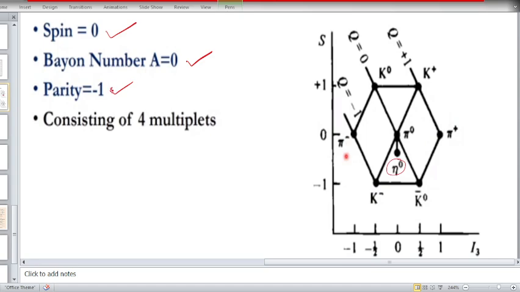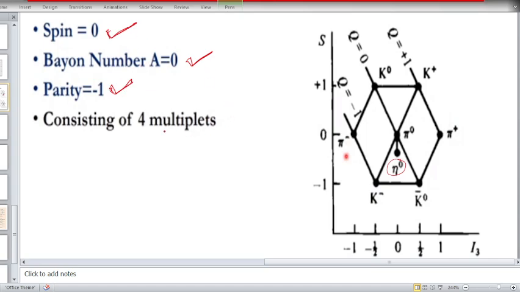For such questions, you have to check these different numbers. If you consider spin angular momentum conservation, you have to consider the spin of all the particles. For baryon number conservation, you consider the baryon number. For parity conservation, you consider the parity, which is -1 for these mesons. So these numbers are important.